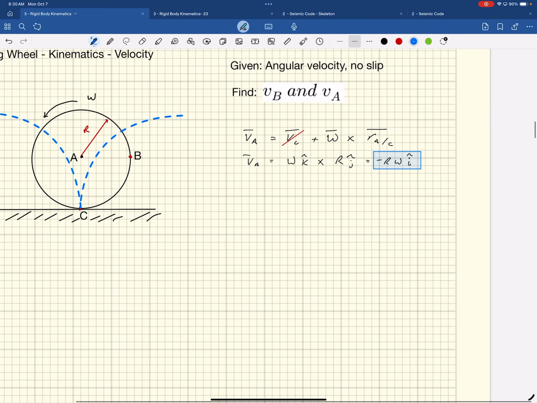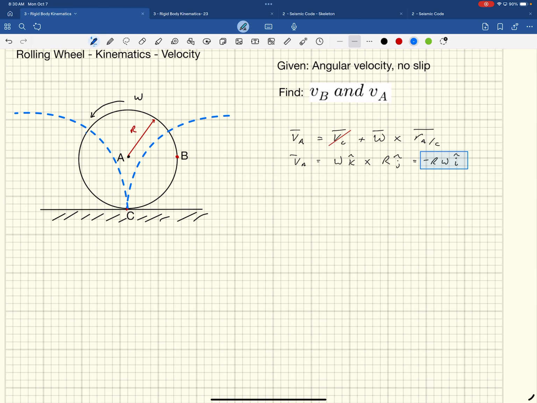Now at this point, I was asked for the velocity of B. I could do a couple different things. I could go to B from A, because I now know the velocity of A. If I know the velocity of A, I can go out to B. Or I could go from C to B as well. Either one works, and I should get the same answer. So we're going to do it both ways just to show.